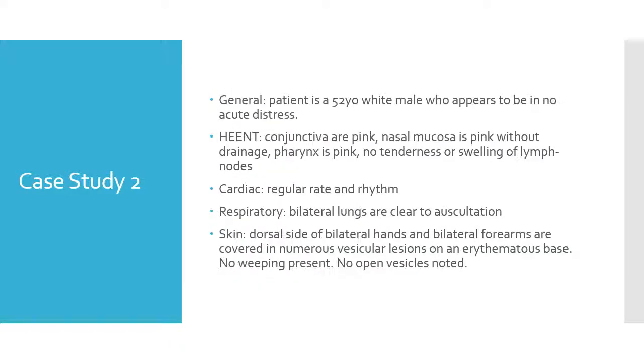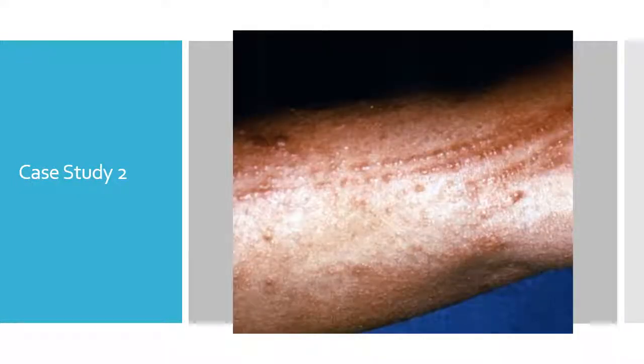He's a 52-year-old white male who appears to be in no acute distress. His conjunctiva are pink, nasal mucosa are pink, oropharynx is pink, regular rate and rhythm, lungs are clear to auscultation. He does have numerous vesicular lesions on an erythematous base without weeping and no open vesicles noted on his hands and forearms. Notice the pattern on this patient. Think about how you would describe that when you're charting.